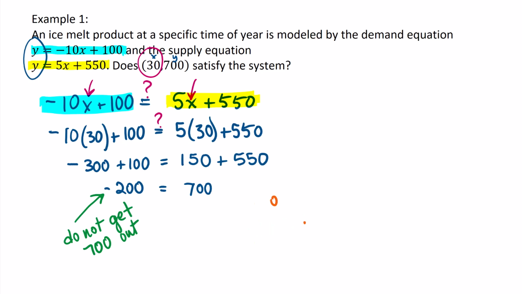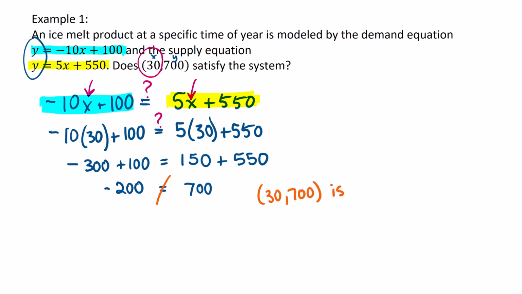So since this equation that we generated does not equal, (30, 700) is not a solution to the system.